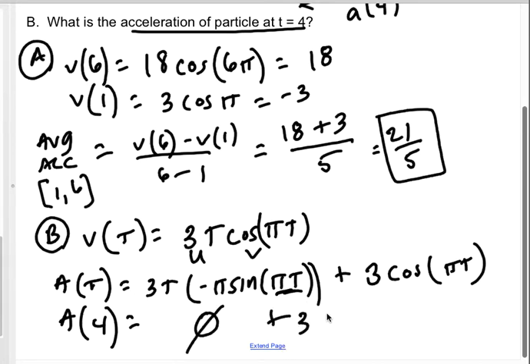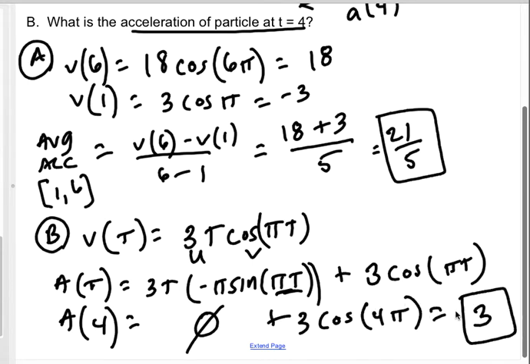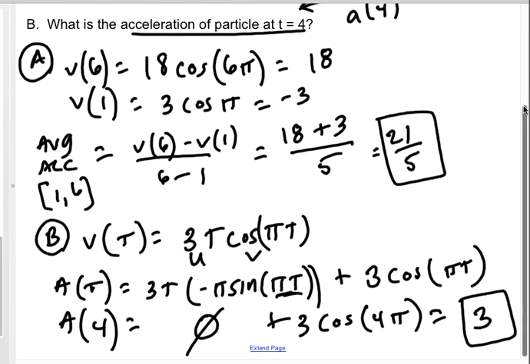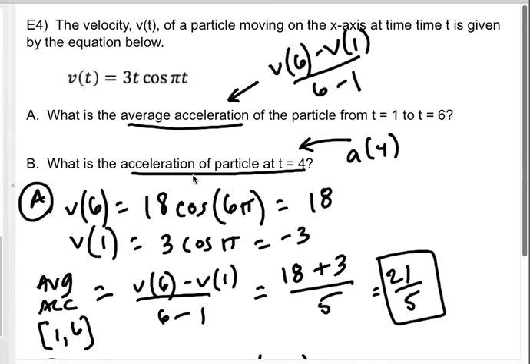Plus a 3 times cosine of 4 pi, which is going to be a 3. Okay, so that's the average acceleration versus the instantaneous acceleration. Now you can make your calculator do this. This is a problem that you could have your calculator differentiate to find the acceleration.